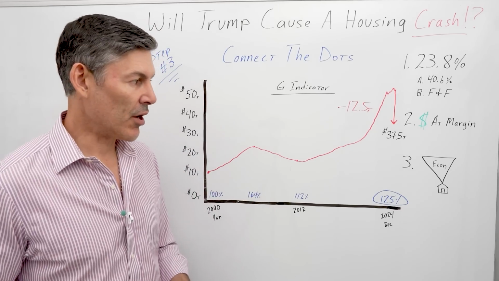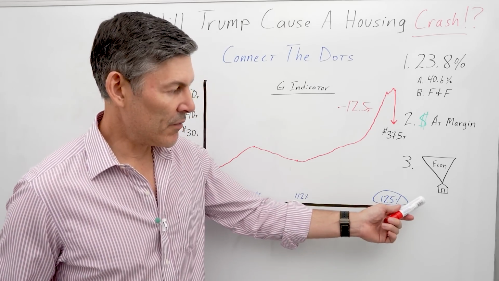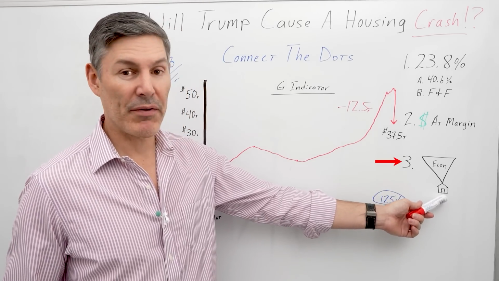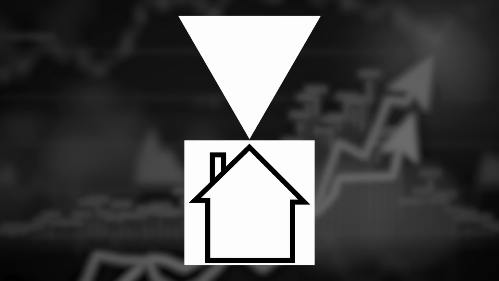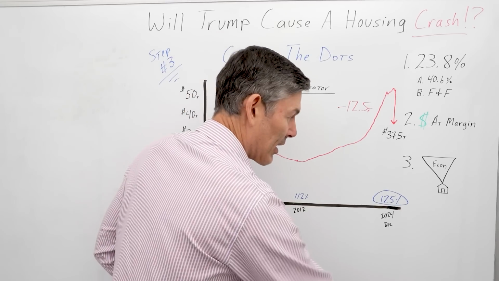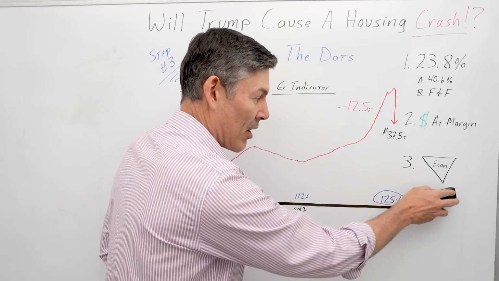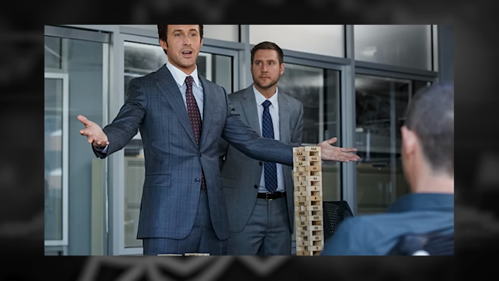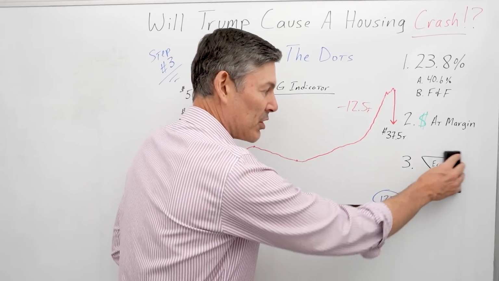And to illustrate this, I always like to use the visual of the economy being this inverted pyramid that's sitting on top of assets, in this case, housing. So if you were to take that house down in price, then the whole economy topples over, just like a Jenga puzzle.